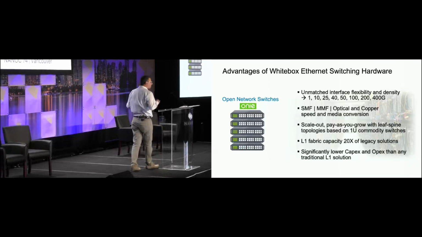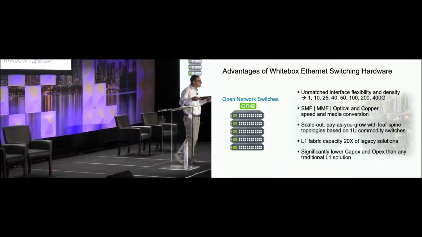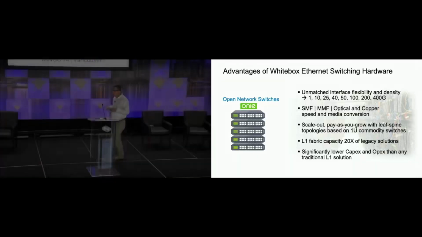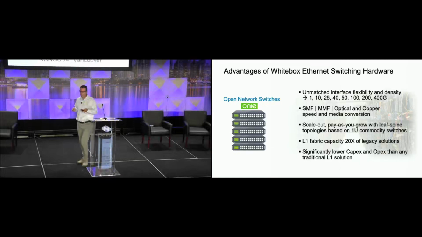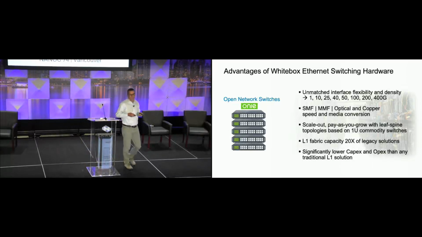Because these white boxes are normally 1U, 2U at the most, you can build a very large scale-out fabric through leaf and spine architecture, and you can accomplish scale capacities which are at least an order of magnitude higher than a traditional layer 1 solution. I'll show you a couple of examples in a moment. And while you do all that, you can dramatically reduce the cost of building a layer 1 switching fabric for your lab compared to traditional technologies.